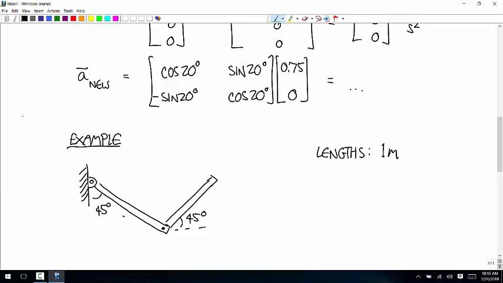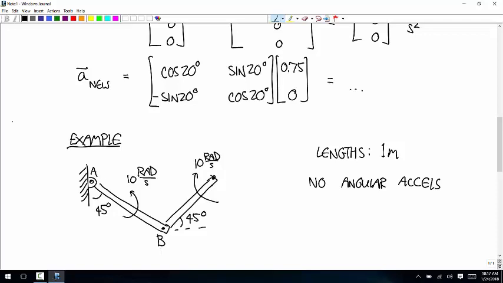And the angular velocity here is 10 radians per second. And let's say there's no angular accelerations. So this is moving with a constant angular velocity, each of these two pieces. And let's say there's a point, so we'll call this point A at the wall. This is B where they connect, and then C. And we want to calculate the acceleration of that point C.